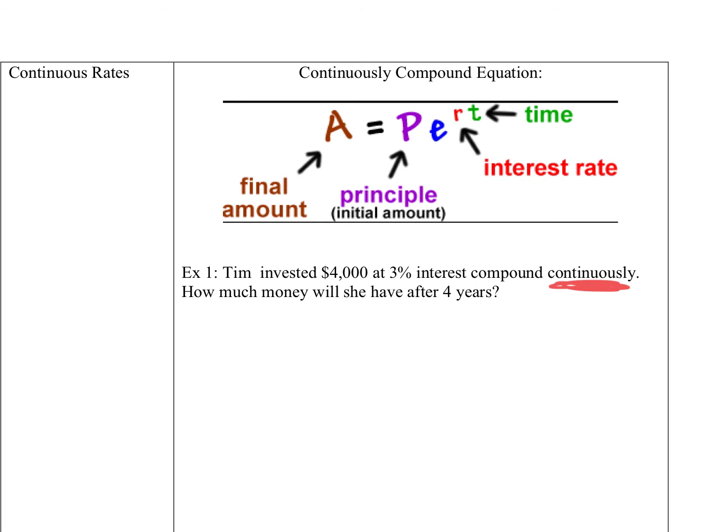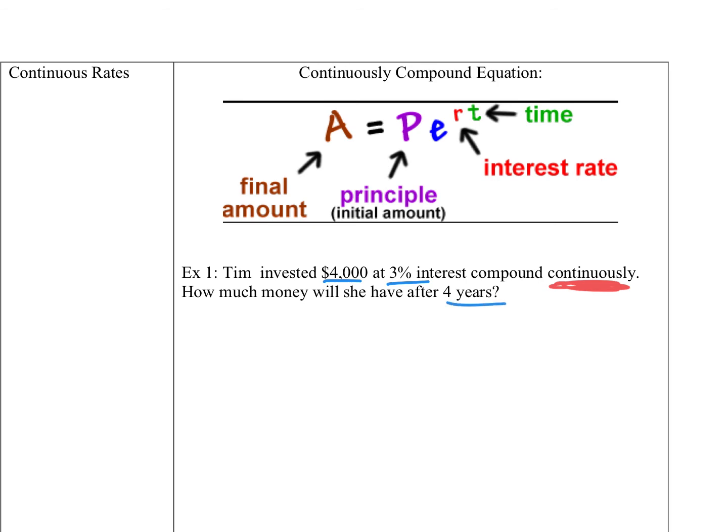It's a very similar formula, but you'll notice, what letter is this? E, the base of E. I told you that that was used for real life problems, right? Here we go. Here's one of those scenarios. Tim invested $4,000 at 3% interest, compounding continuously.